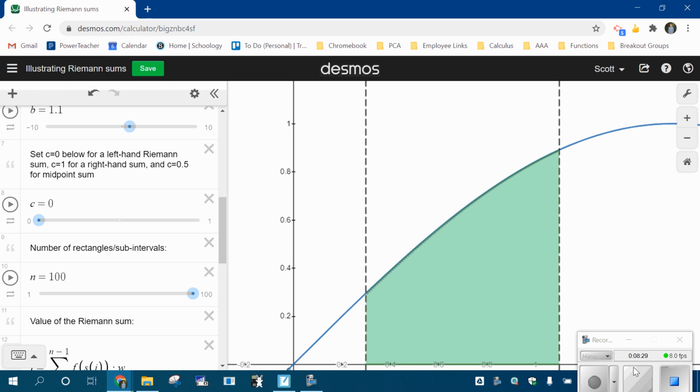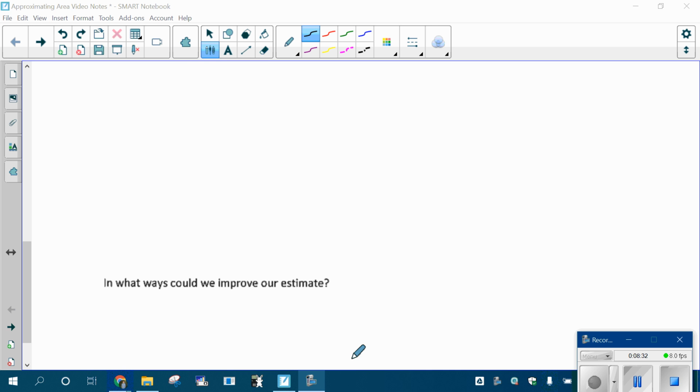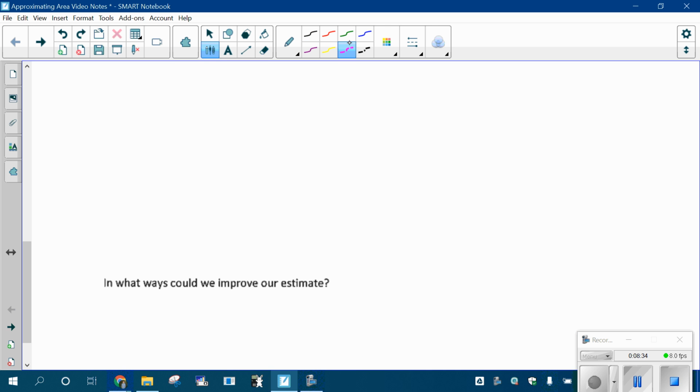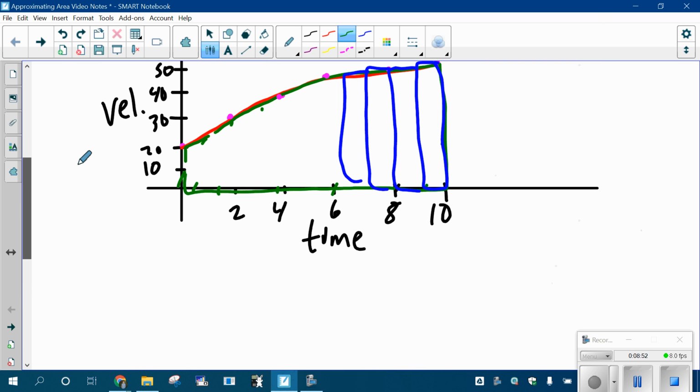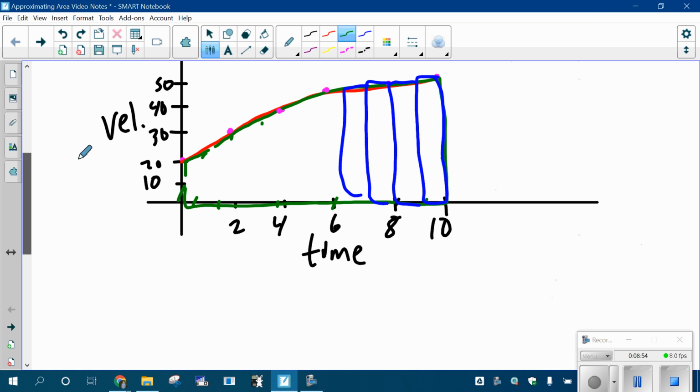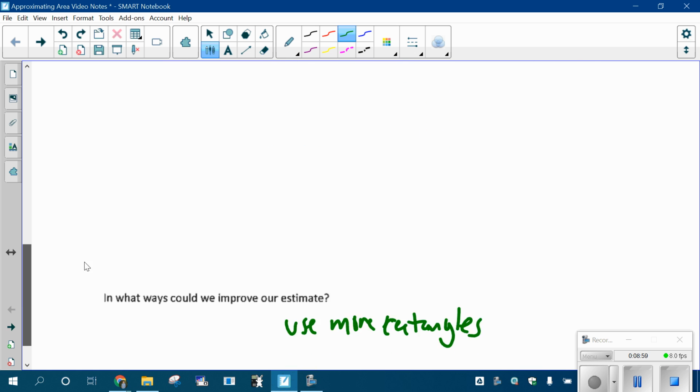Okay. So a big idea is how could we improve our estimate is that we could use more rectangles. Rectangle starts with an R, Mr. Cuddy, not a C. Use more rectangles, okay? Now in the situation with the table above, we didn't have enough information to use more rectangles, but imagine that we actually had the curve or had the function so that we had the ability to get more y values so we could do more rectangles.